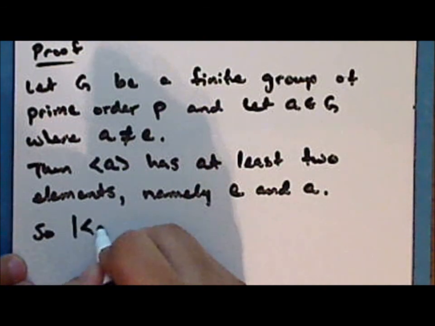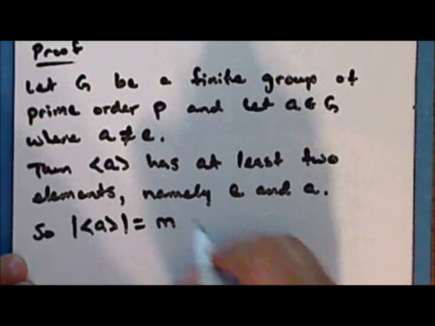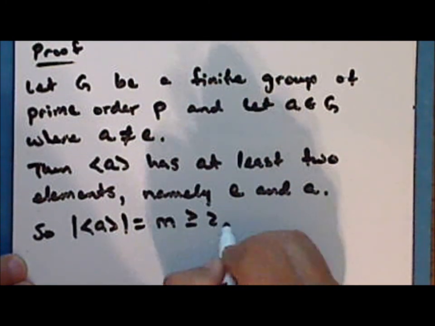And so the order of the cyclic subgroup generated by A is an integer m, where m is greater than or equal to 2.